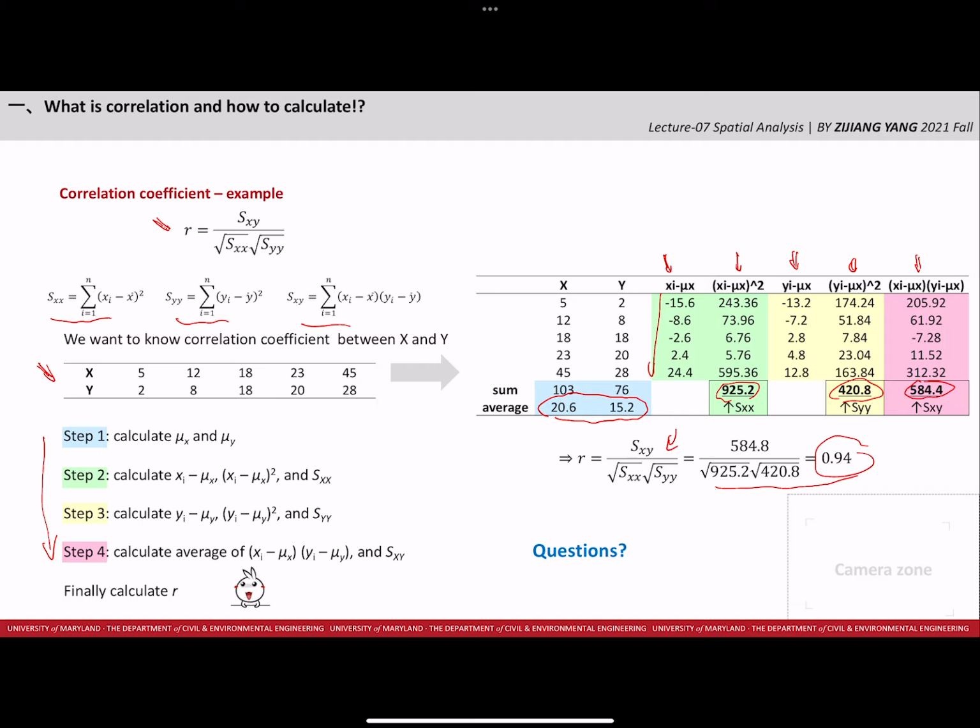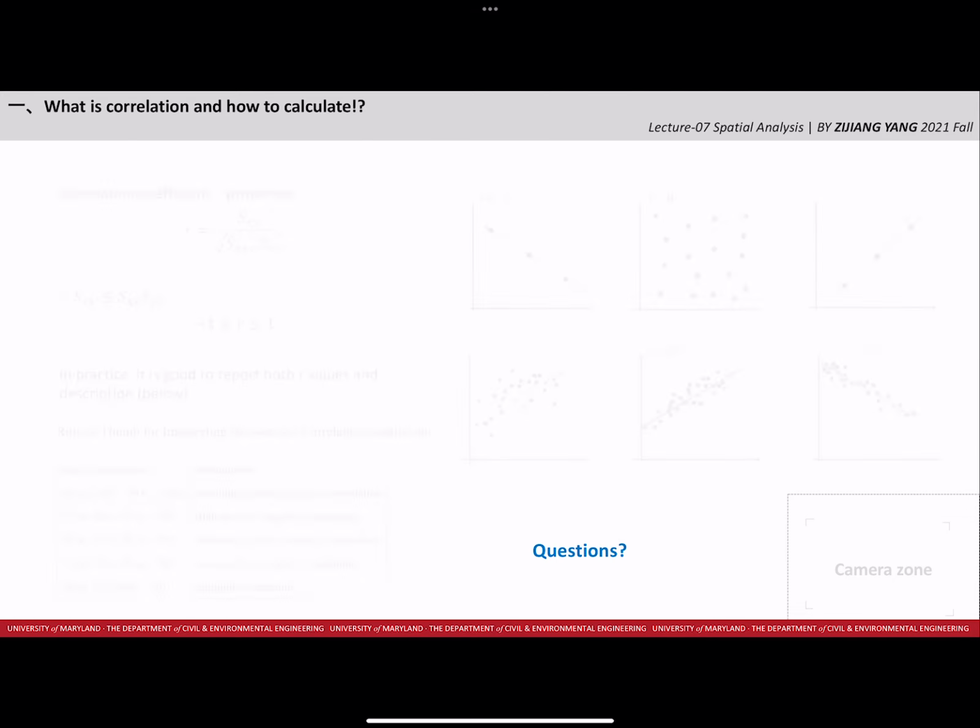Good. So again, I recommend you guys reconstruct this Excel table so you can get more familiar with the calculations.